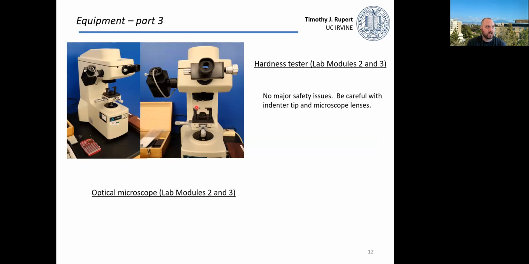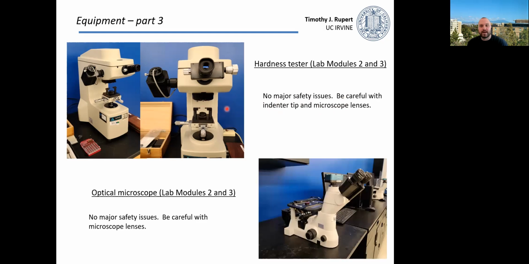When your sample is there, you can either look at the surface with a microscope, or there's a little sharp indenter head that can come down and press into your sample with a known force. Then you can inspect how much damage happened to the surface, and that tells you something about your material properties. In general, there's no major safety issues with this. Really, you just need to be careful that you are not doing crazy things and breaking the indenter tip or the microscope lenses.